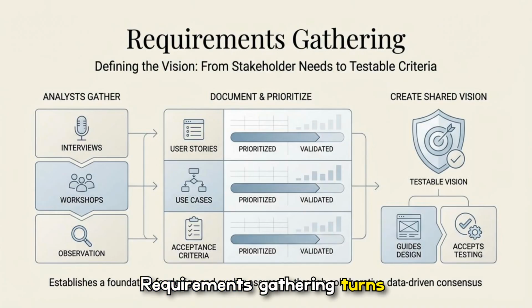Requirements gathering turns stakeholder needs into a testable vision through interviews, workshops, and observation. Analysts document user stories, use cases and acceptance criteria, prioritize and validate them with stakeholders, and create a shared, testable vision that guides design and quality assurance while reducing miscommunication and rework later on.